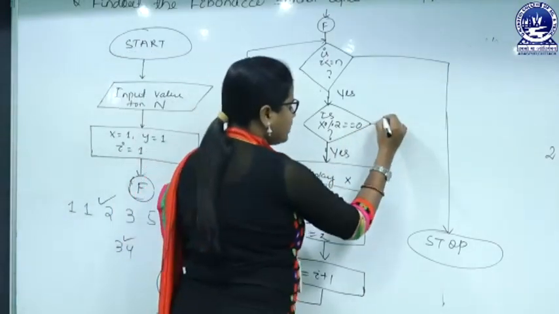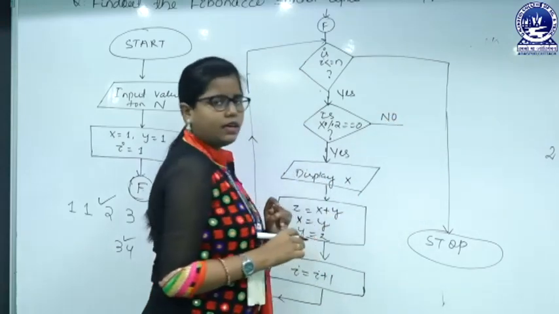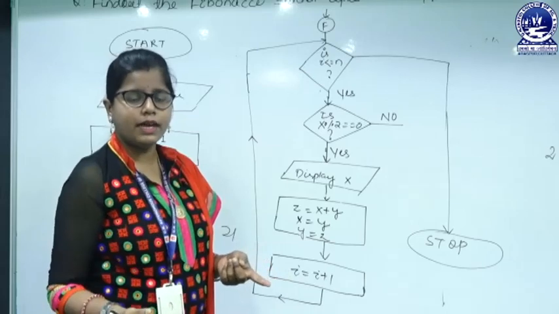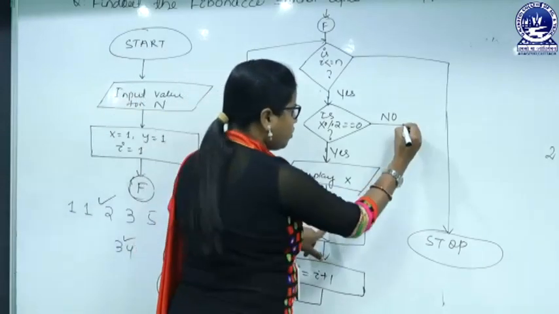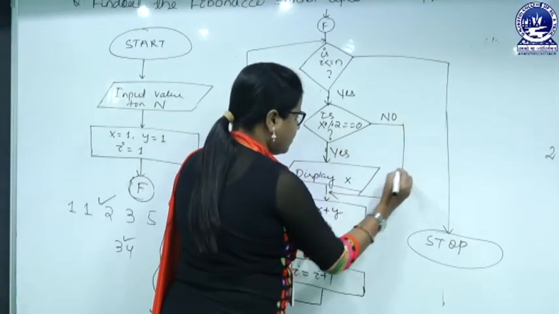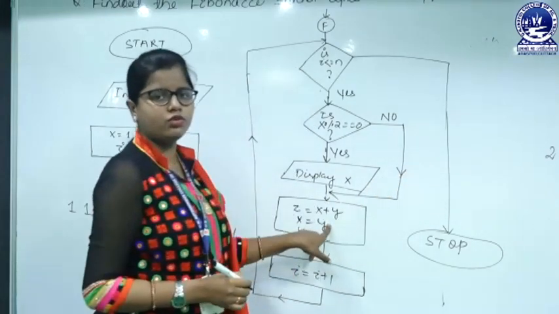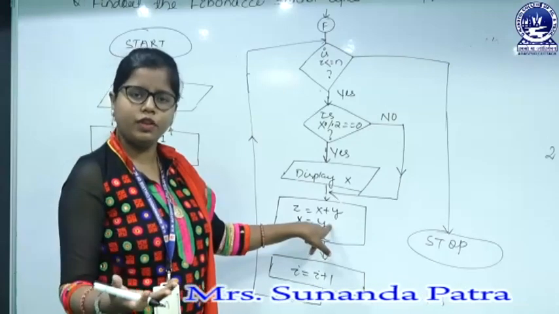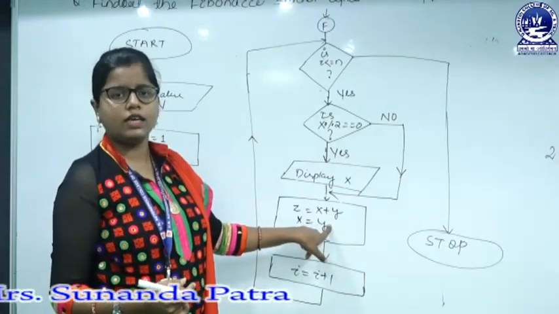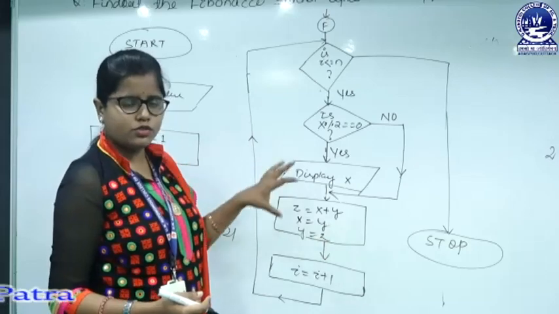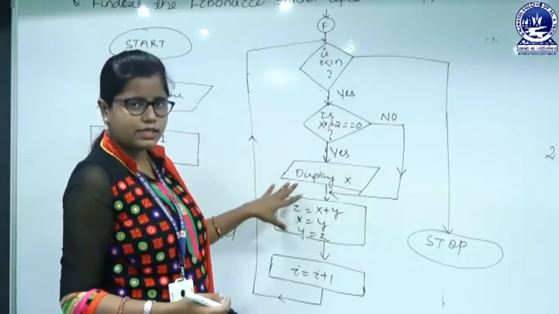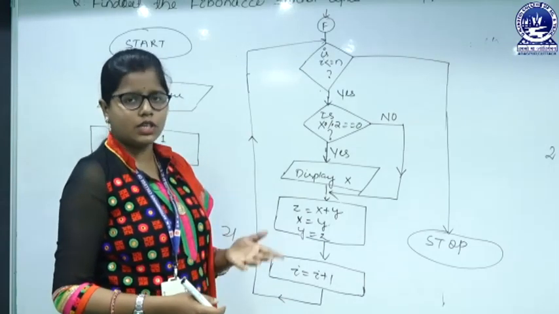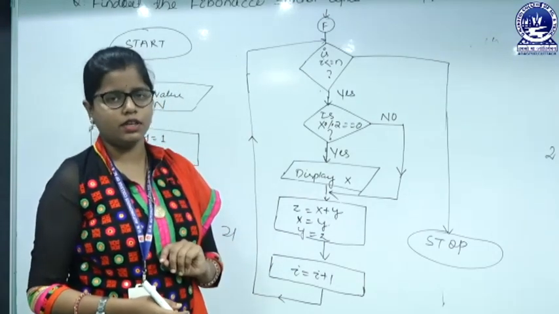If it is no, that means x is not an even number. So we will go for finding the next term. So we will go to here. We will move forward the x, move forward the y, and we will find the z value by adding the x and y. So the flow of control looks like this. Only we are adding an extra condition for checking whether the x value is even or not.